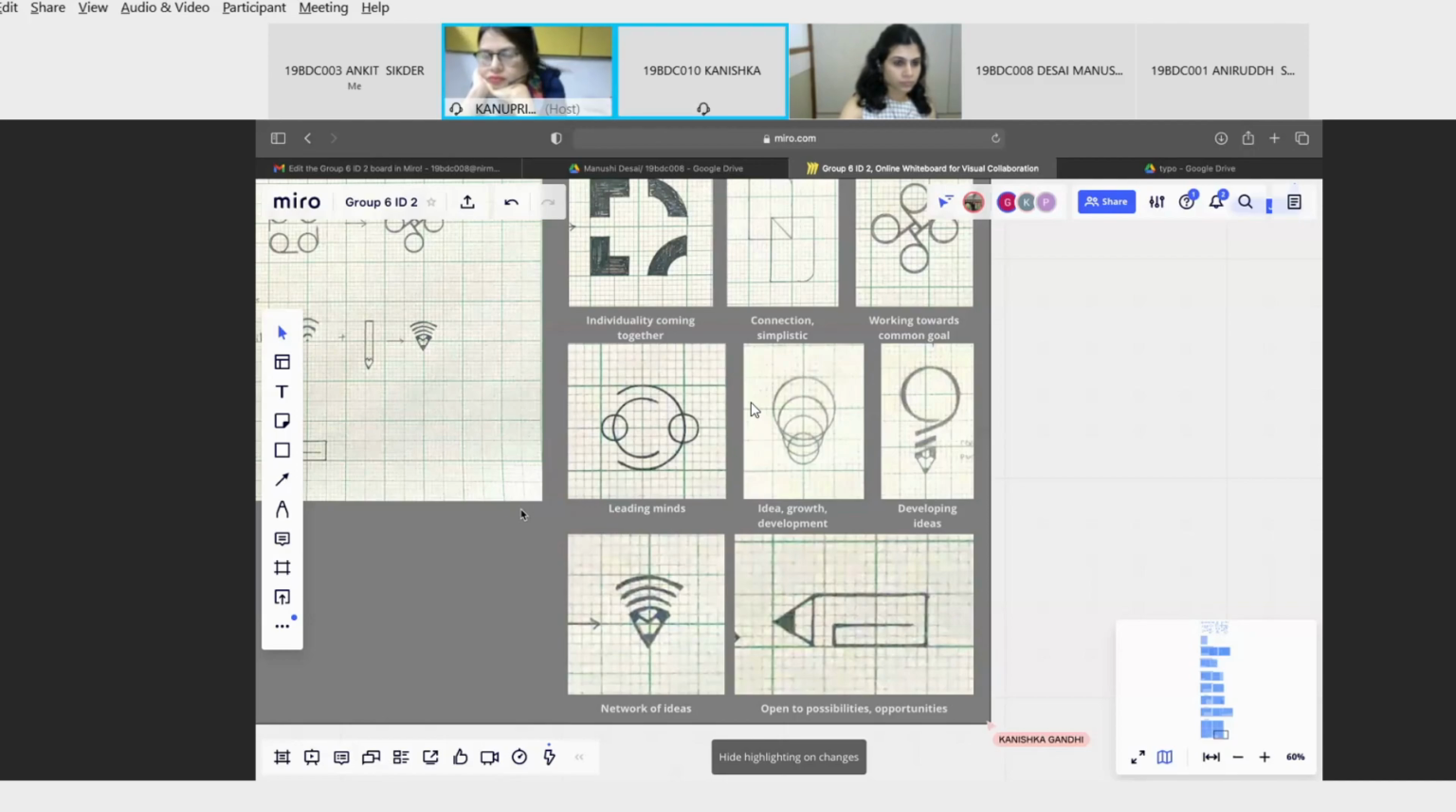And like I said, for the next one, it's a hub for ideas, a network of ideas. And in the next one, it's open to possibilities and opportunities. So this is where things start becoming more concrete. This is like the door, the passage leading you to this place.